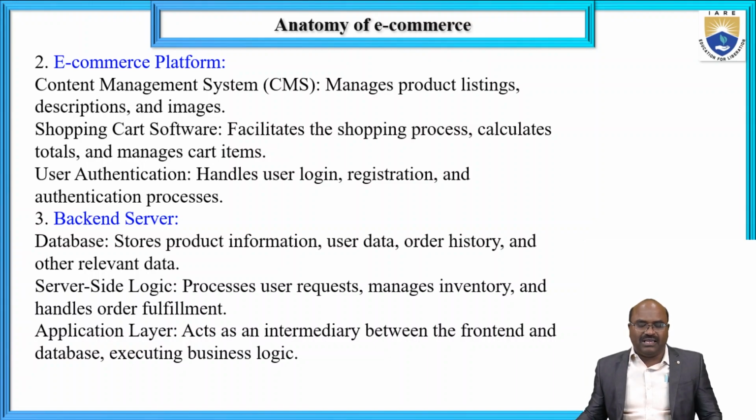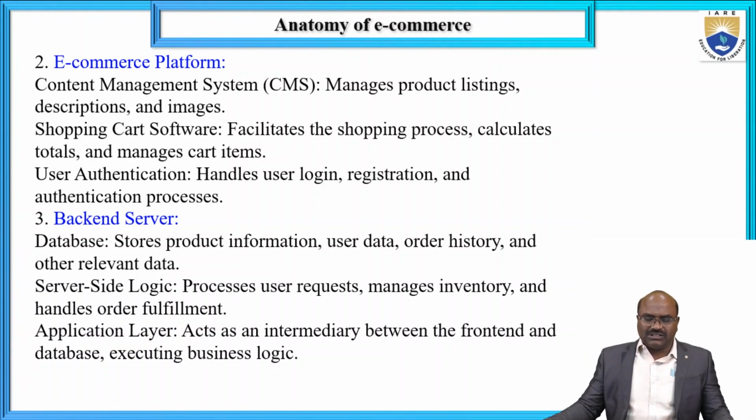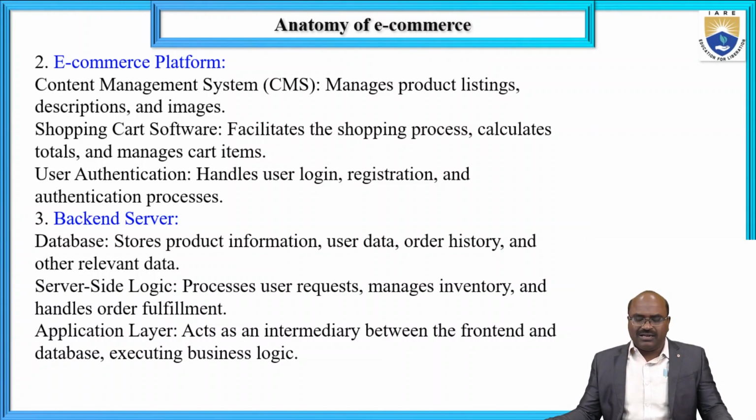And the third point is the backend server. That is also part of the anatomy of e-commerce. Database supports store product information, user data, order history, and other relevant data. Storing the entire data information is called the backend. Front end is different from the backend. Backend is nothing but the storing of information; your entire transaction information is stored in another format.